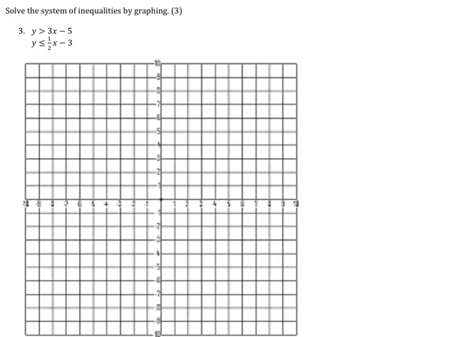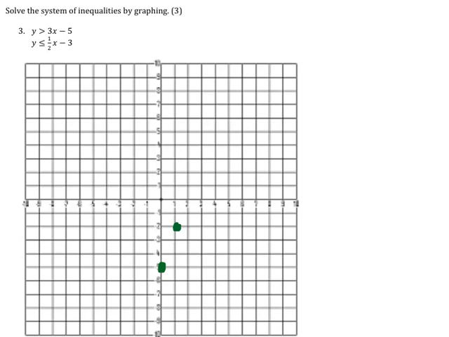Next, solve the system of inequalities by graphing. Remember, this is y equals mx plus b. You always start with your y-intercept, then you use your slope. So if our y-intercept for the first equation is negative 5, our slope is 3, which is like 3 over 1. So we'll go up 1, 2, 3 over 1.